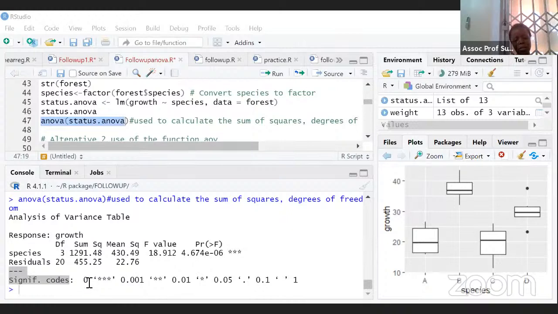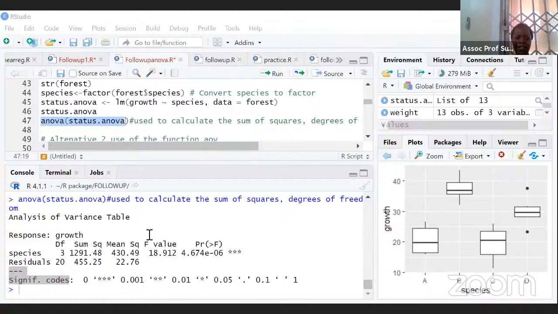Okay, so somebody is saying that the 3 stars is for 0.001. That is very correct. And 2 stars is at 0.01, and 1 star is at 0.05. Thank you very much for the correction. I hadn't seen that. Okay, I think those are the questions.